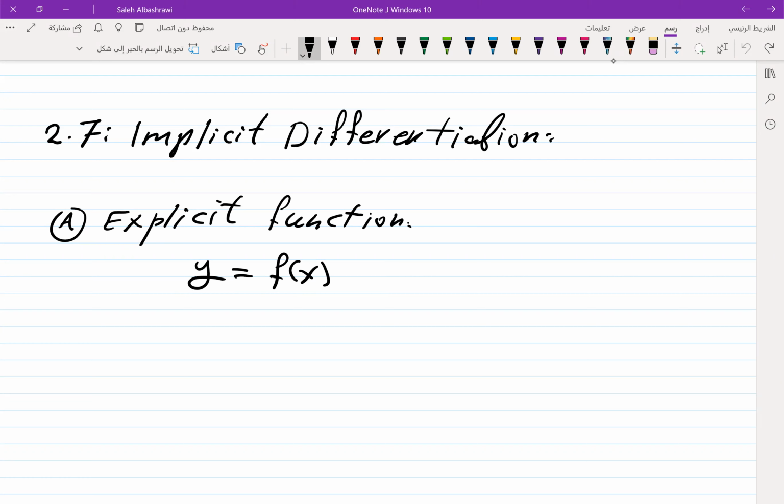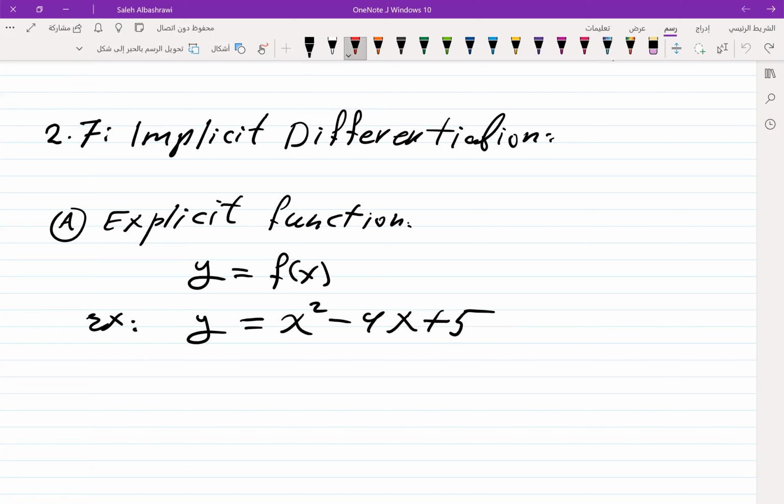For example, y equal to x squared minus 4x plus 5. We call this an explicit function. Y is written explicitly as a function of x only. So y on the left hand side equals some function on the right hand side. Explicitly there is no y on the right, and in this form it is very easy to find the derivative.